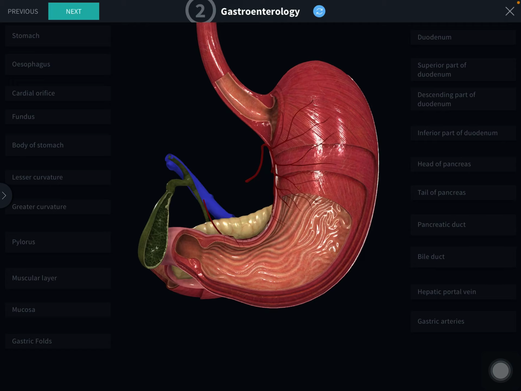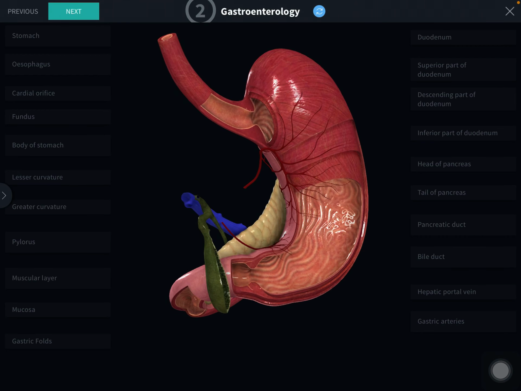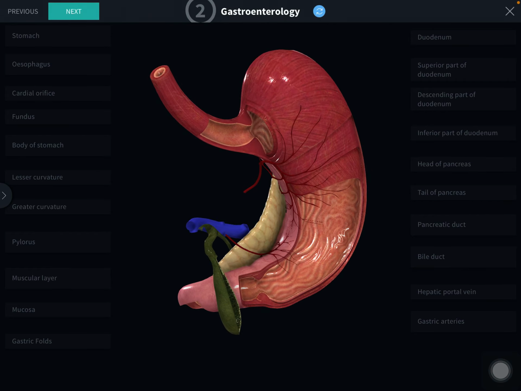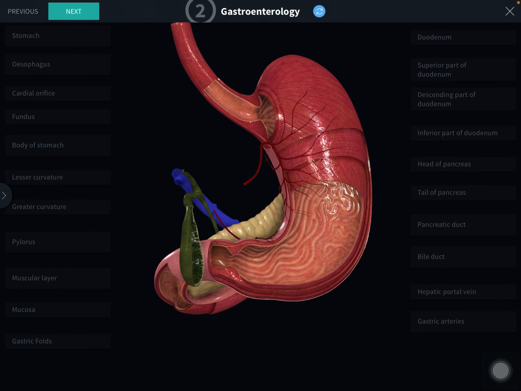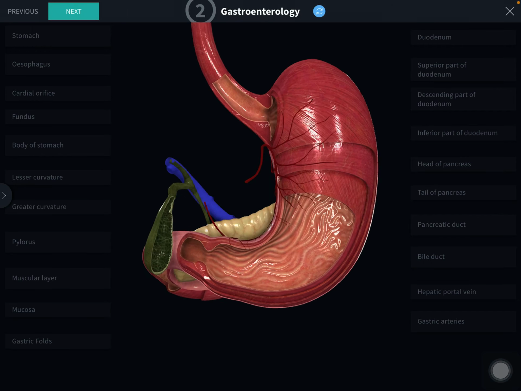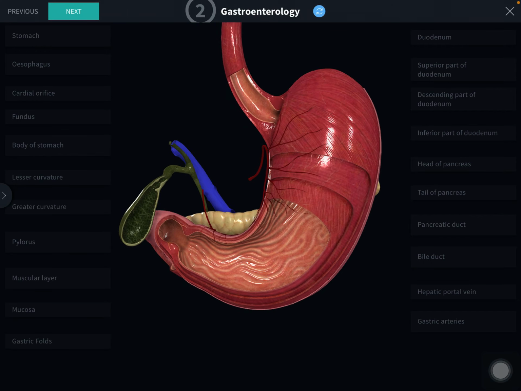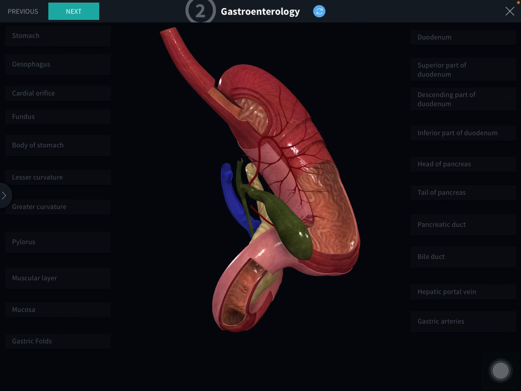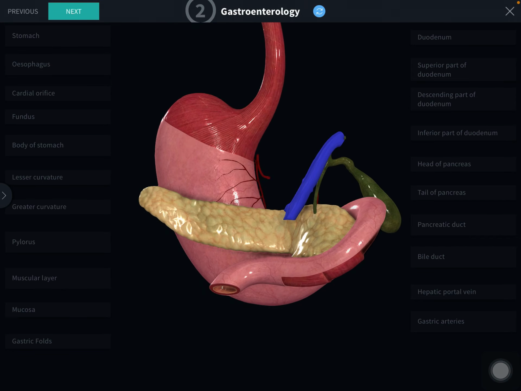Body is the major part of the stomach. The third part of the stomach is the pylorus. When you draw an imaginary line from the incisura angularis, this is the incisura angularis, from that part onward will be called the pylorus. So this is the anterosuperior surface, and this is the postero-inferior surface, which is related to the stomach bed.